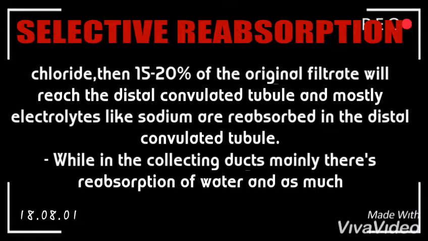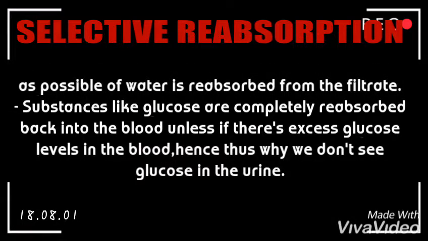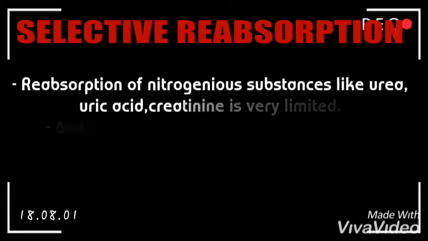distal convoluted tubule, where most electrolytes like sodium are reabsorbed. While in the collecting ducts, there is reabsorption of water, as much as possible of water is reabsorbed from this filtrate. So substances like glucose are completely reabsorbed back into the blood unless there is excess glucose levels in the blood. Hence, that's why we do not see glucose in the urine.